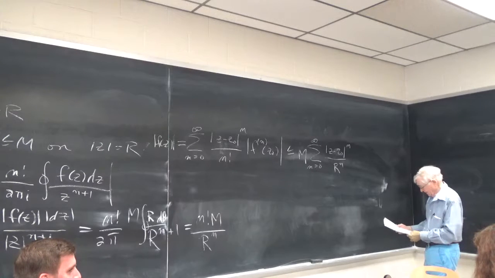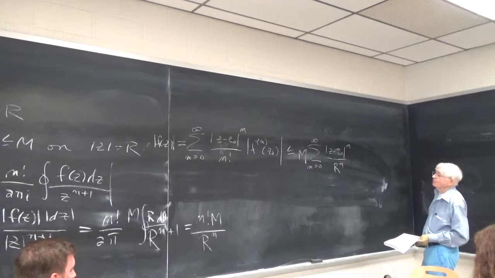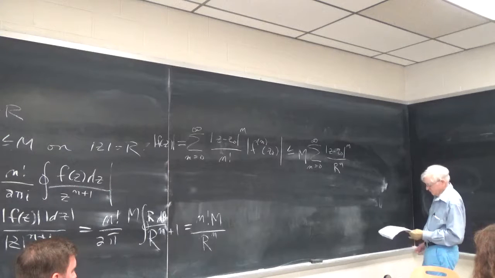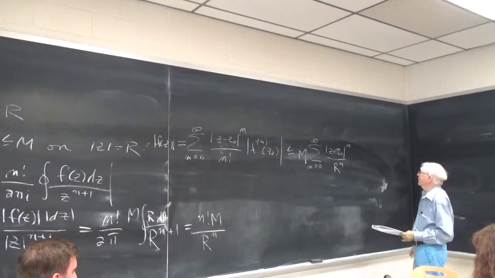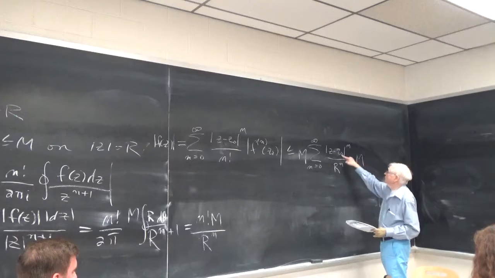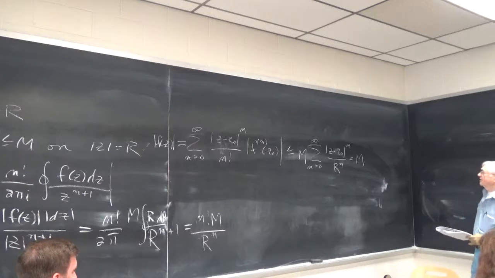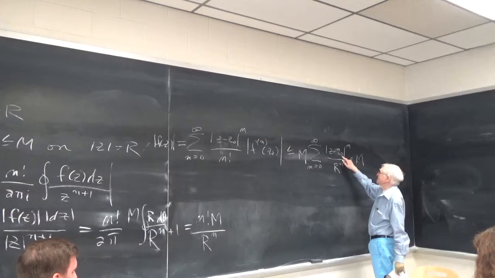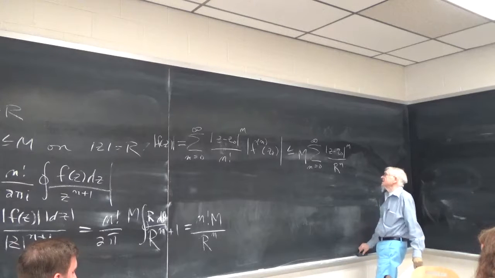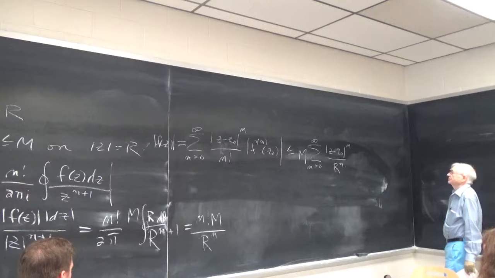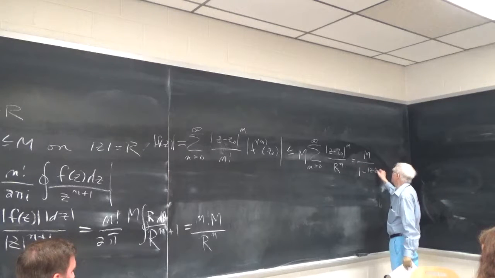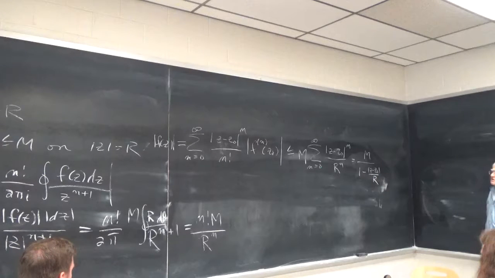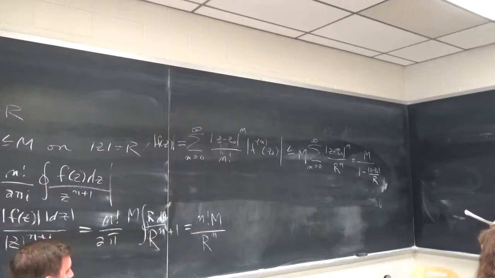And this gives us, this z minus z0 to the n over r to the n, well, z minus z0 is less than r, so in fact, we can sum that thing. That's M over 1 minus z minus z0 over r. And so that gives us a bound for the function f of z, as well as a bound for the terms of the series.